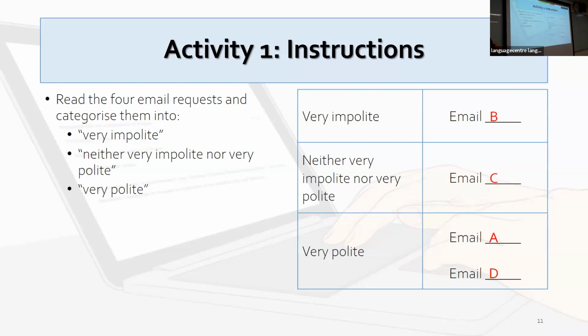So email B is very impolite, and email C is neither very impolite nor very polite. And the most polite emails would be A and D. I will ask you to comment on the emails very soon. So, have you got the answers correct? No, it wasn't me who made up all the answers. These are actually the findings from the study. The two scholars asked the native English-speaking lecturers to evaluate the 4 emails, and these were the opinions of the professors. The professors felt that emails A and D were the most polite, and email B was very impolite.